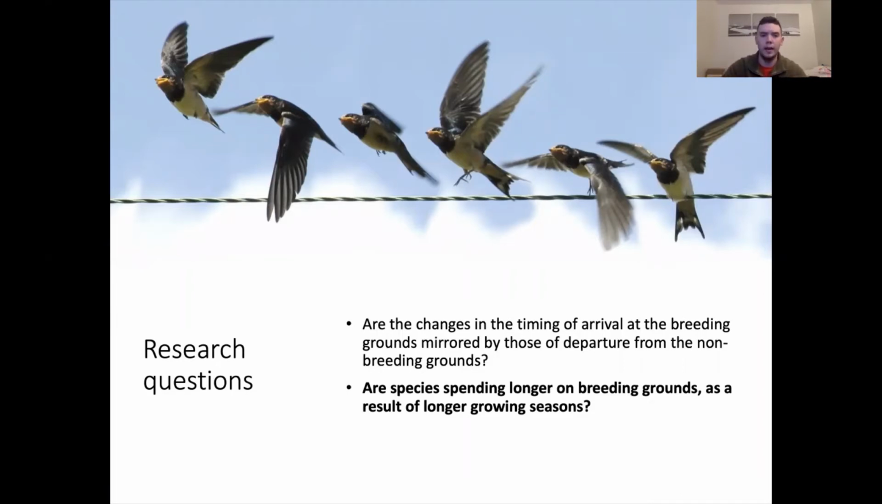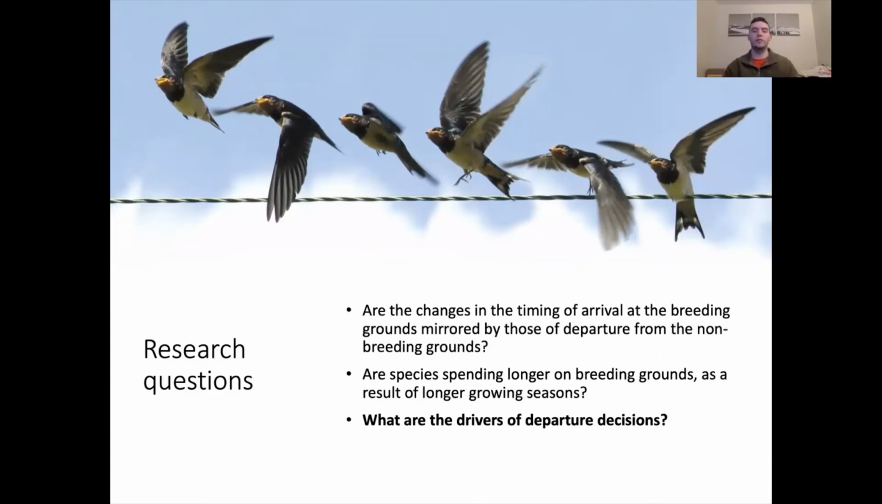We don't know whether the advancements in arrival date are also matched by advancements in departure from Europe and North America, or whether species are able to linger on our shores for a greater amount of time, purely because we're having warmer autumns, which mean a longer growing season, more food availability, and the potential to have extra broods of chicks. And finally, like I briefly mentioned, we wanted to see what the drivers of some of these departure decisions are, what is causing species to decide this is the right time to set off on both my spring and autumn migrations.